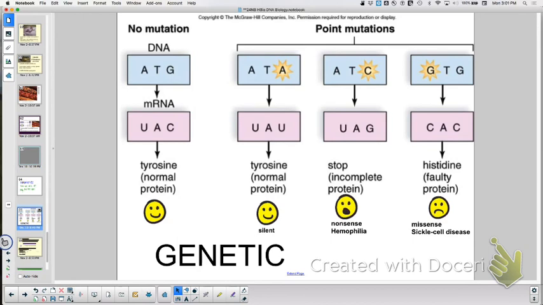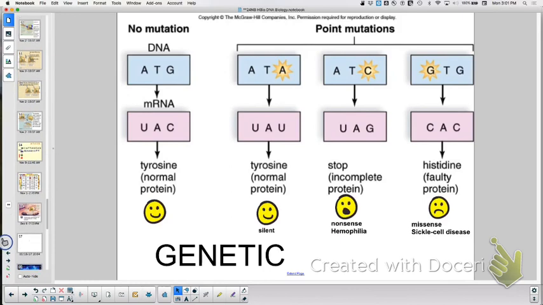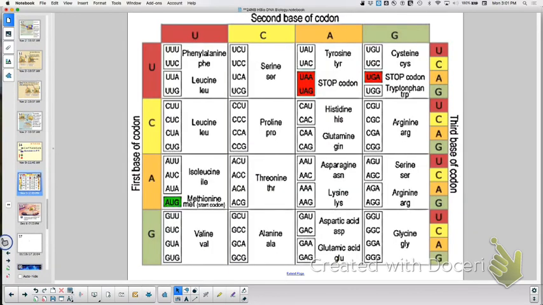Okay? Because when we look back at the code, some of these, it doesn't matter. AGU and AGC both code for serine. So if you get a point mutation here, no big whoop. You're still getting the same amino acid. That's why it's called a silent mutation. Look right here. As long as you get a G and a C in your mRNA, what are you going to get? Alanine. As long as you get a G and a U, what are you going to get? Valine. As long as you get a C and a U, you're going to get leucine. As long as you get a C and a C, you're going to get proline. All right? So if you get a mess up there, it's no problem.